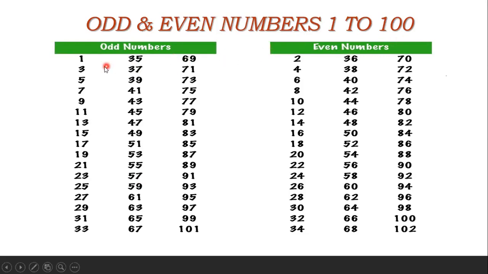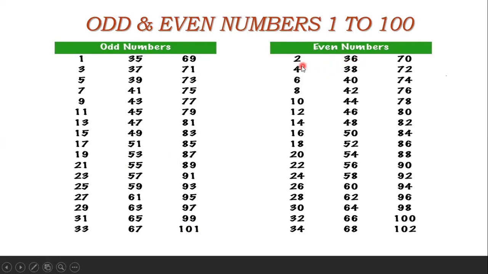See here, odd numbers: 1, 3, 5, 7, 9, 11, 13, 15, 17, 19, 21, 23, 25, 27, 29, 31, 33, 35, 37, 39, 41, 43, 45, 47, 49, 51, 53, 55, 57, 59, 61, 63, 65, 67, 69, 71, 73, 75, 77, 79, 81, 83, 85, 87, 89, 91, 93, 95, 97, 99, 101. So these all are the odd numbers.